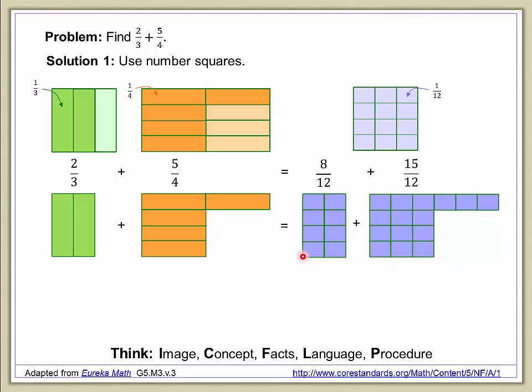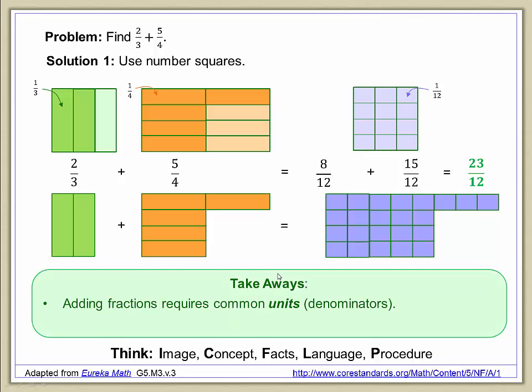And now that we have the same units, they're all twelfths, we can add them together. We have the same pieces, and we get the answer 23 twelfths. So this is pictorially how we add fractions with unlike denominators. And I draw your attention to this because it really helps students to understand why the common denominator, the common unit, is equal to the product of the 2 denominators. And this helps to understand why that is.